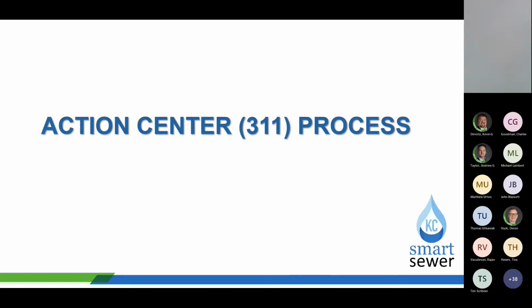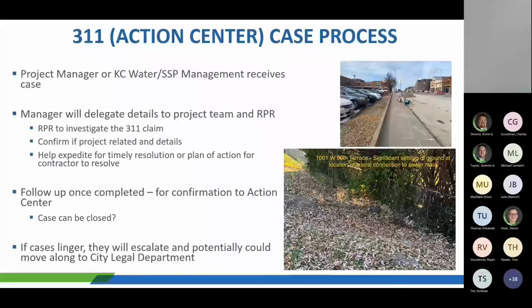So with that, we'll talk about probably a project manager's worst case email, especially if they're getting several of them: Action Center or 311 claims, and the process of getting these resolved. Typically, a resident or business owner will submit a claim through the 311 process, and these will be divvied out by the city's engineering department, more than likely to the project manager or KC Water or Smart Sewer management. So that could be the FOM or CM or your particular project PM. Once these are obtained, the manager will delegate or decide, hey, this is my project area, and provide the details to the rest of the project team, including the RPR.